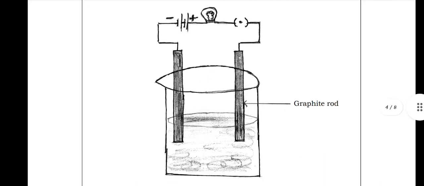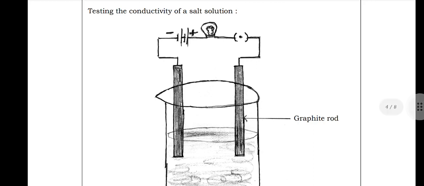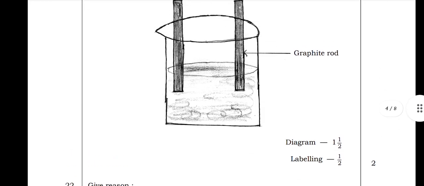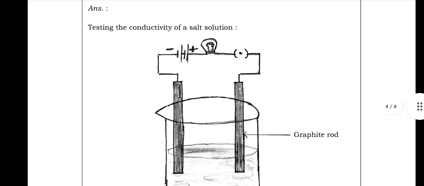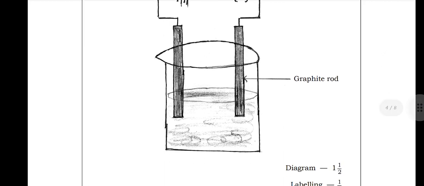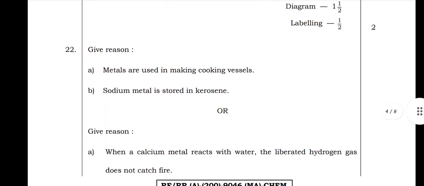This is the testing of the conductivity of a salt solution. Here the solution is there, and here 2 graphite rods, where one is connected to a key, then a bulb, a battery, and again the second graphite rod is connected. There is 1.5 marks for the diagram and half a mark for labeling the things they asked.